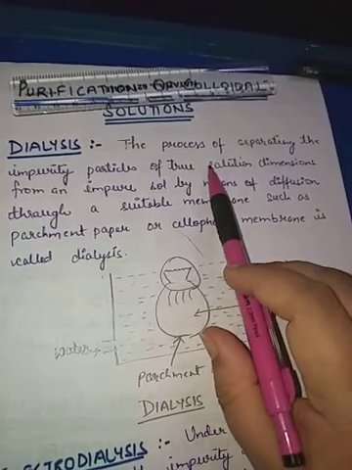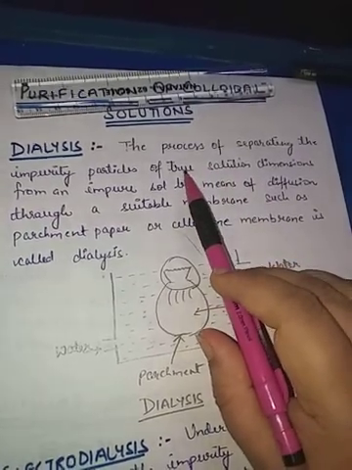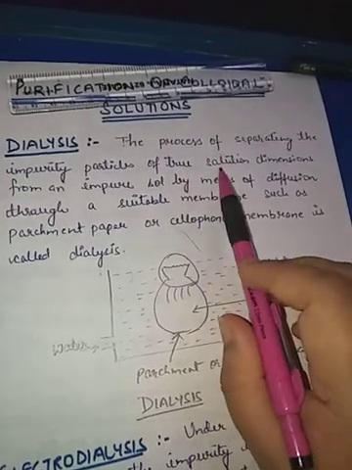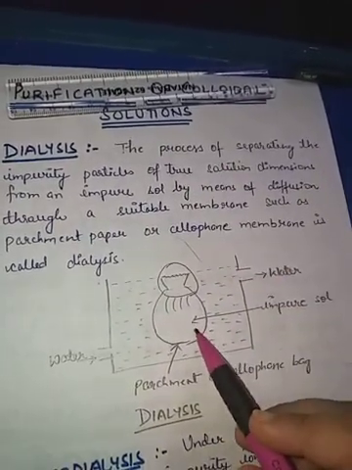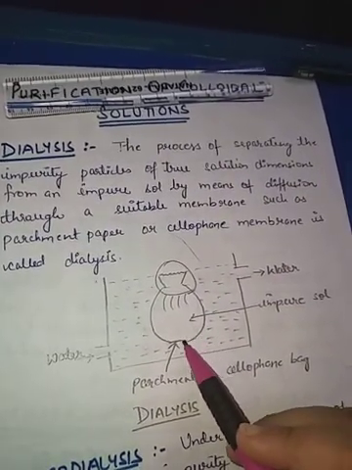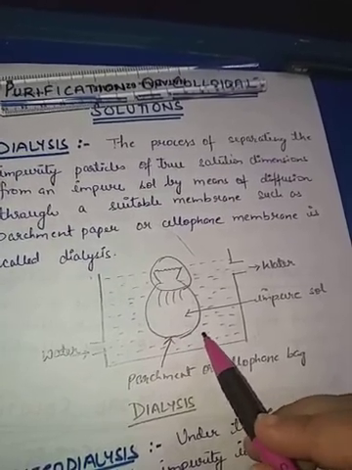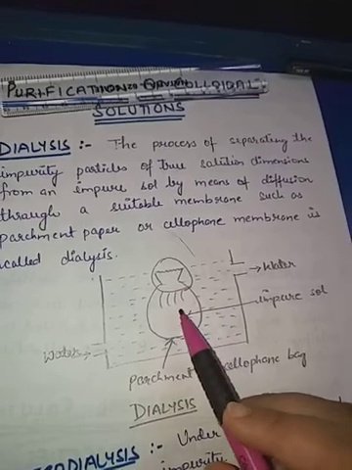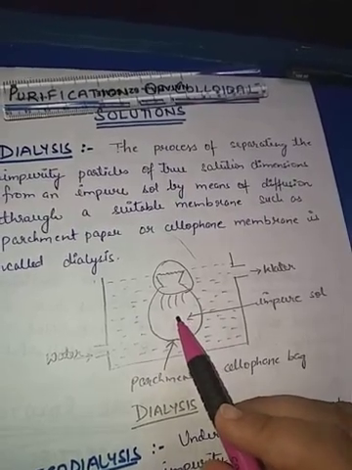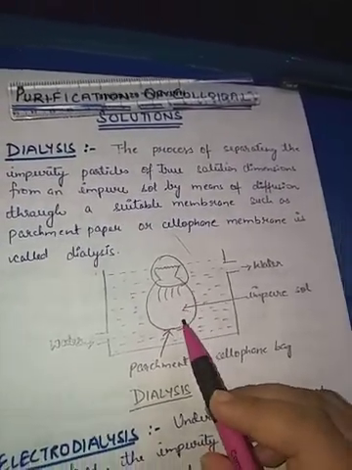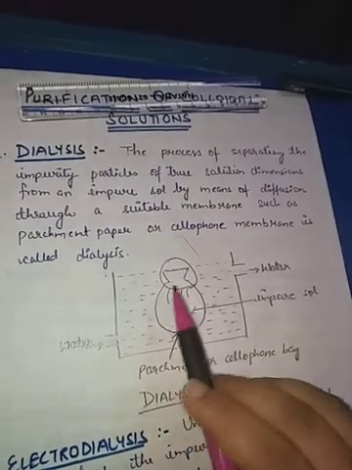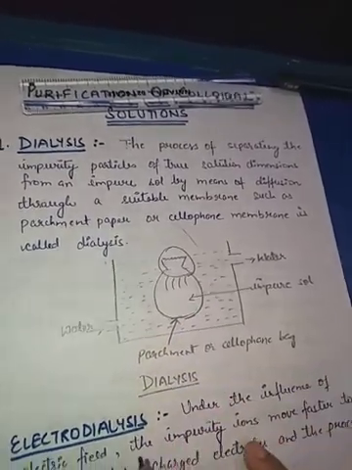Those impurity particles which have dimensions of a true solution pass through this parchment or cellophane bag. They come out here into the water and get dissolved with the water, and the pure colloidal sol remains here in the bag. This is how the process of dialysis works.